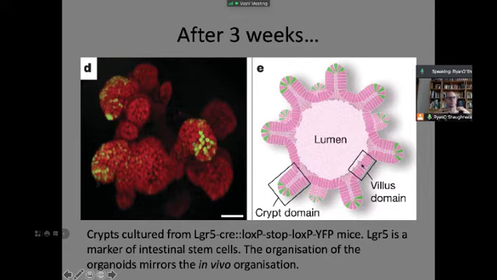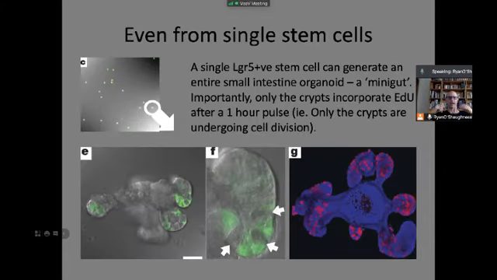So although the structure is a little bit different, these organoids clearly mirror the in vivo organization of the small intestine. What's more is that these individuals then took a single LGR5 positive stem cell, a stem cell that would have been sitting in the crypts originally, and from that single stem cell generated an entire small intestine organoid, or a mini gut.